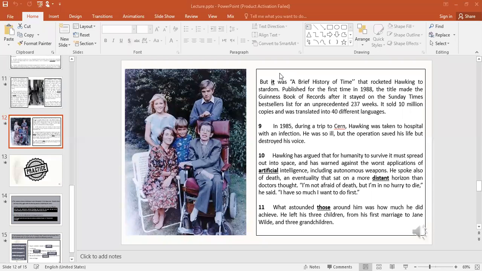Including autonomous weapons. He spoke also of death and eventuality, an eventuality that sat on a more distant horizon than doctors thought. I'm not afraid of death, but I'm in no hurry to die, he said.